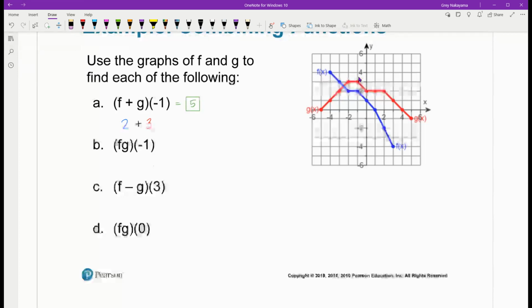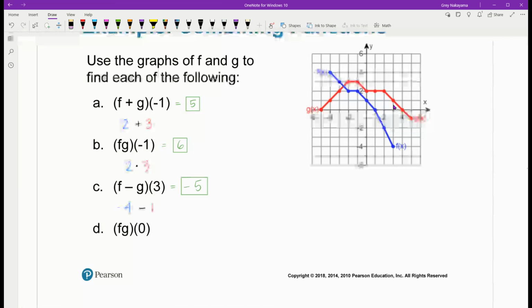Same two numbers. You got to know the notation. If it says fg, there's nothing in between it. And whenever we don't have an operation in between them, it does mean multiply in math. So that's just going to be 2 times 3, which of course is 6. All right, how about f minus g of 3? So f of 3 is right here. That is, of course, -4 minus g of 3 goes up here to 1, and -4 minus 1 is -5.